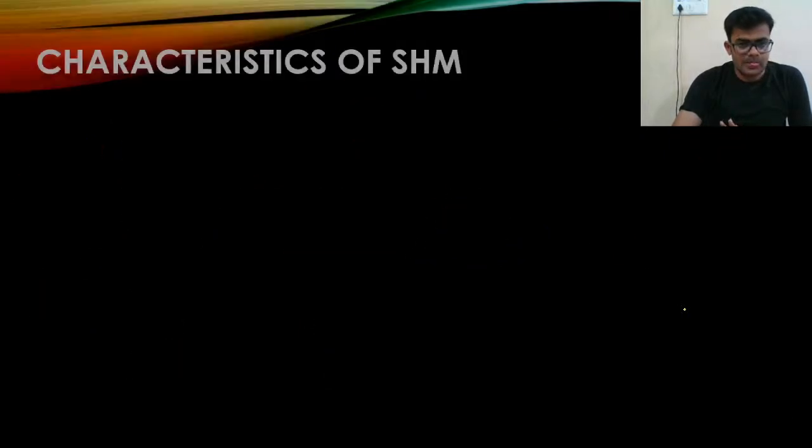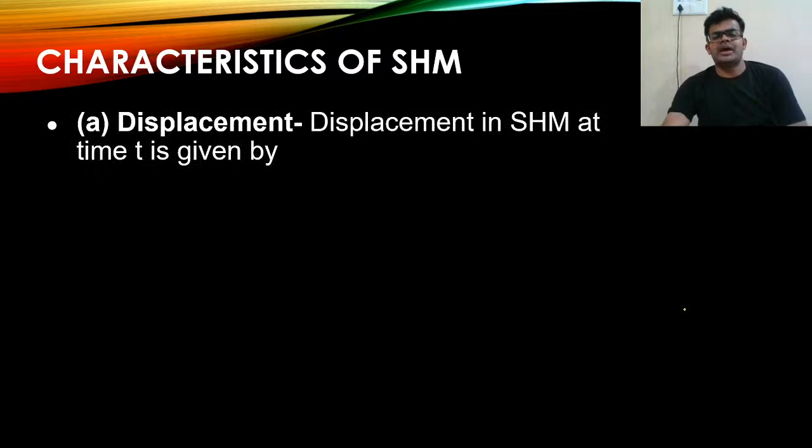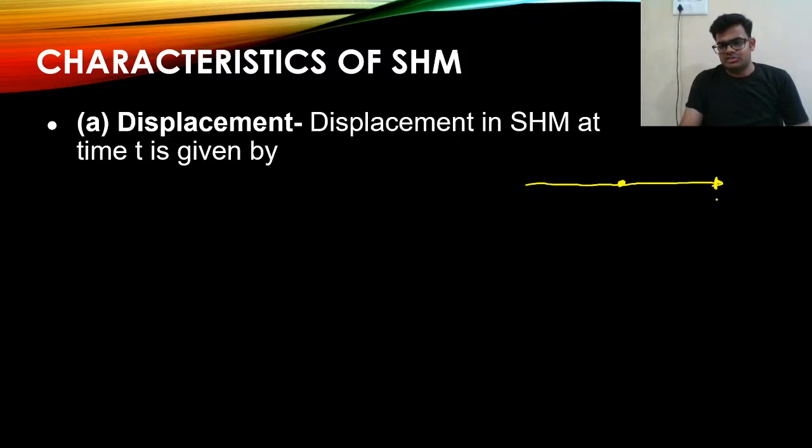Next I will talk about the characteristics of SHM, meaning the basic terms which will be used in SHM. First, displacement during SHM. What is the displacement during SHM? Let's say this is a particle and it is executing SHM along this straight line. This is the positive extreme, this is the negative extreme, and this is the mean position 0. Let's say the particle is coming from the mean position to this position.